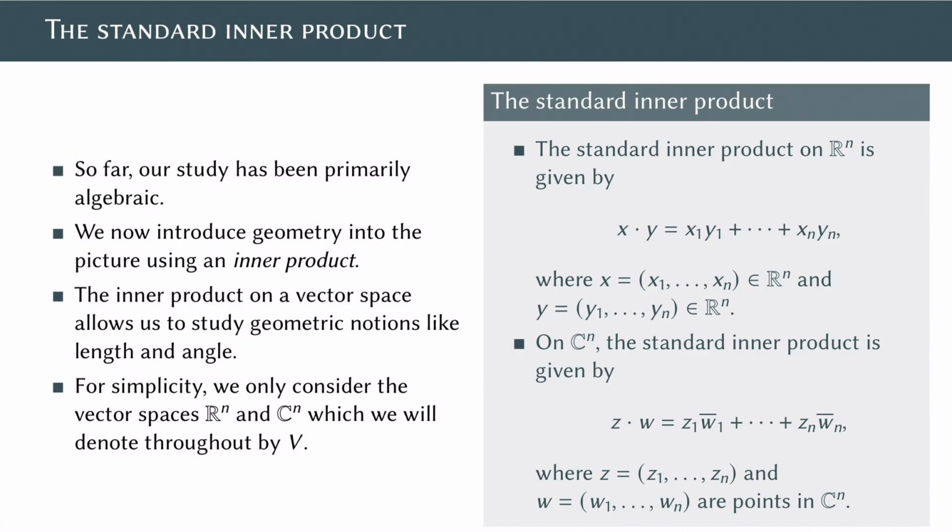The inner product is nothing but an extension of the standard dot product that you have studied for R2 and R3 in your high school. Inner products allow us to study geometric notions like length and angle. That's their primary use. For simplicity, our treatment will restrict ourselves to vector spaces that are Rn and Cn.